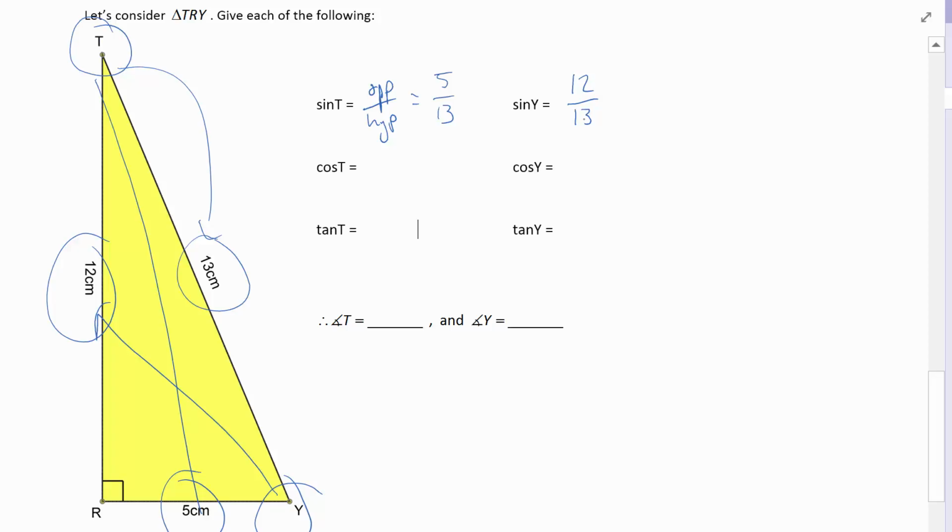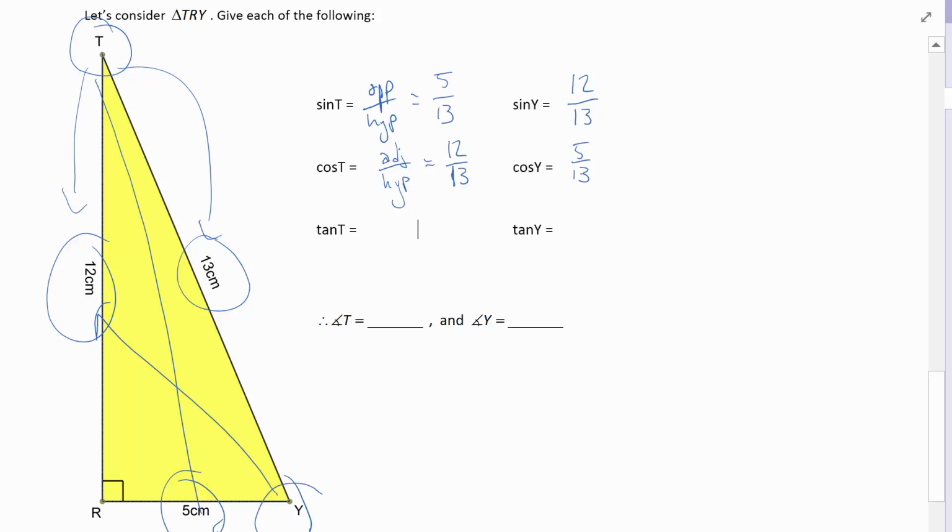Cosine of angle t, cosine is adjacent over hypotenuse, and so if we're going from angle t, its adjacent side is actually 12, so we have the cosine of angle t is 12 over 13. And we have the cosine for angle y, being adjacent over hypotenuse, as 5 over 13.